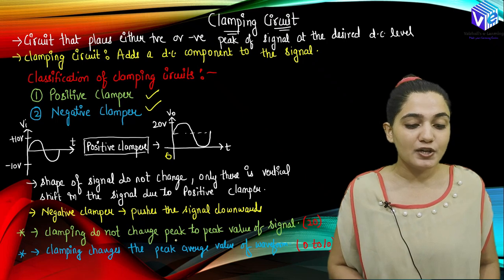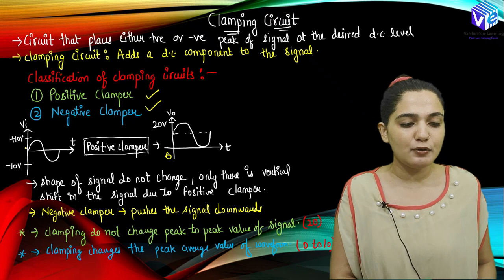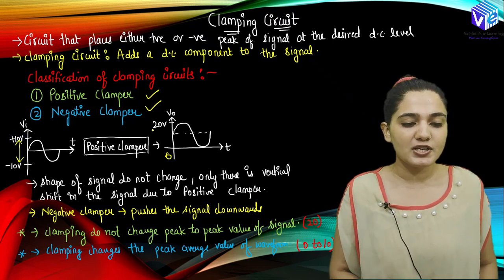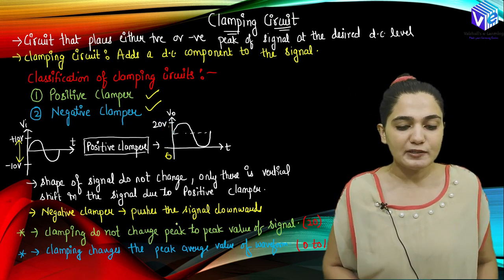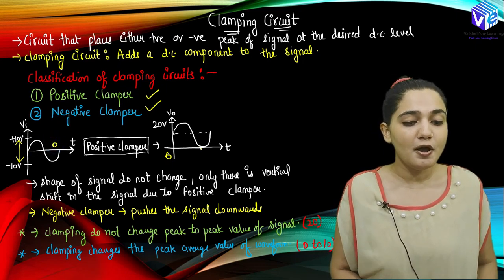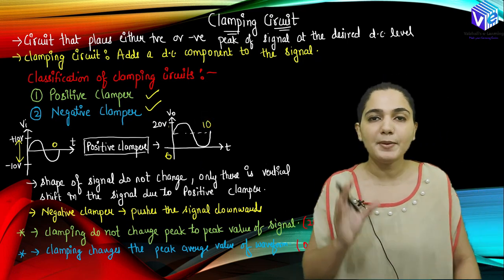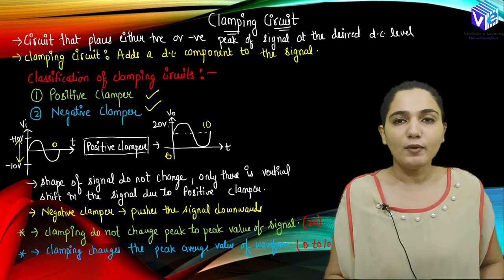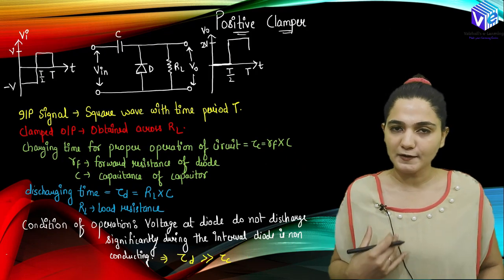So clamping does not change the peak to peak value of the signal. Here the peak to peak value was 20, right? So my signal was changing within 20, and here also we will have a peak to peak value of 20 only, but it is going to change the average value of the waveform. Here the average value is 0, but here the average value will come out to be equal to 10. So you can remember the peak to peak value will remain constant after clamping, but the average value will change. So this is how we have the clamping circuit. I hope you understood the basics.